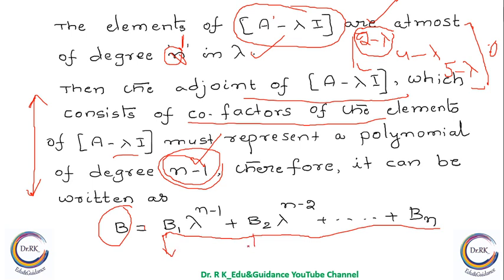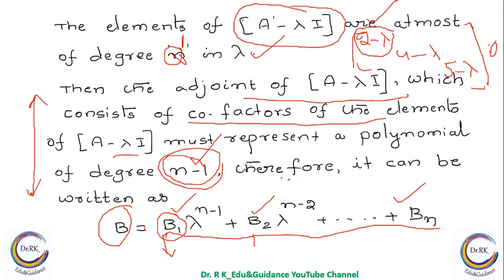By taking the lambda square terms out, we'll have matrices like this. So that's why the adjoint of A minus lambda I can be written as B1 lambda n minus 1, B2 lambda n minus 2, and so on, Bn. It's a matrix polynomial actually.